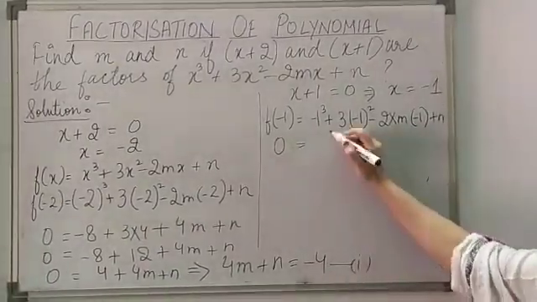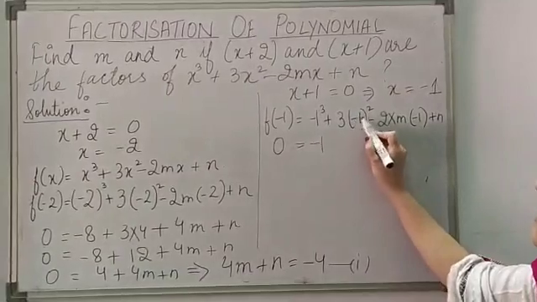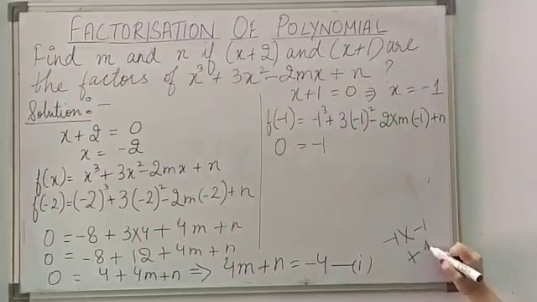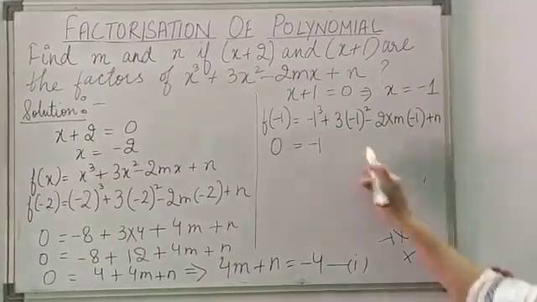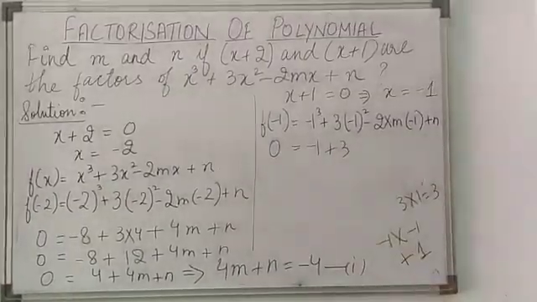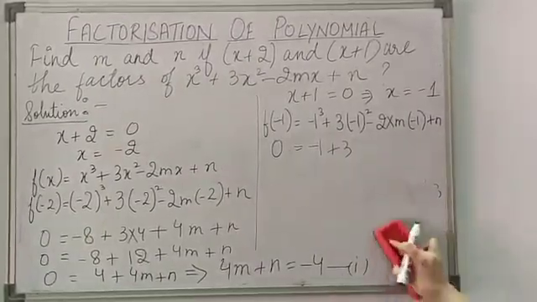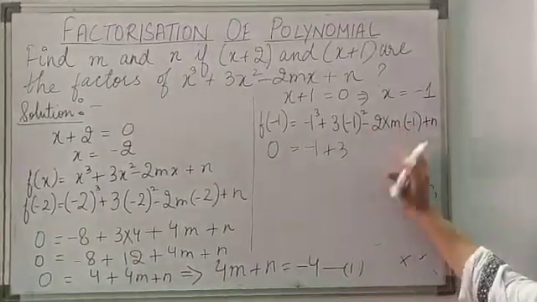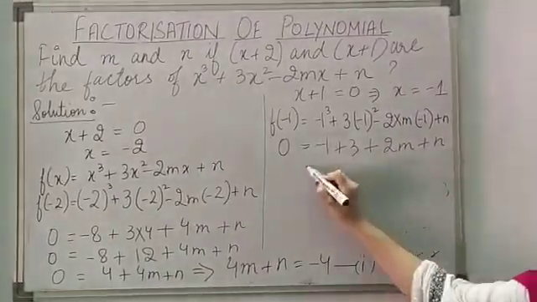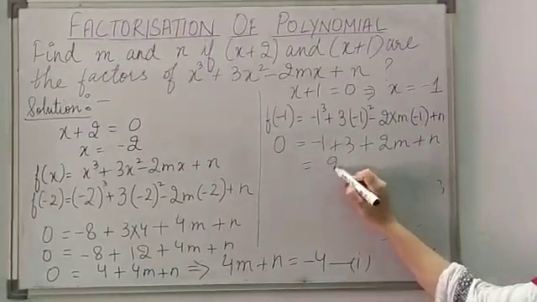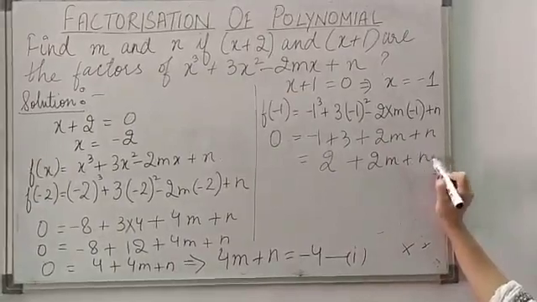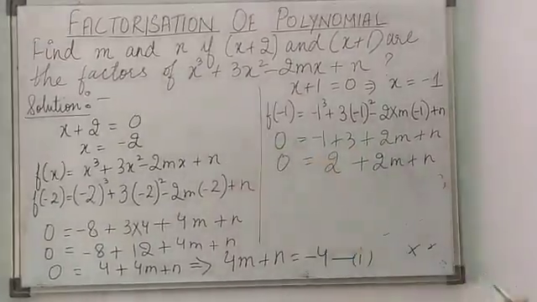Remainder will be 0. Minus 1 cube, we will get minus 1 only. Minus 1 square means minus 1 into minus 1. Minus minus plus, 1 1 is 1, means only 1 we will get. That is 3 into 1, you will get 3. So here directly I am writing 3. After that minus minus plus, 2 ones are 2m plus n. When you will solve this, that is 3 minus 1, you will get 2 plus 2m plus n. Shift 2 to that side, it will become minus 2.